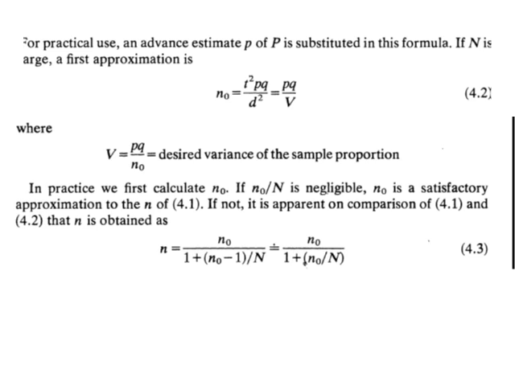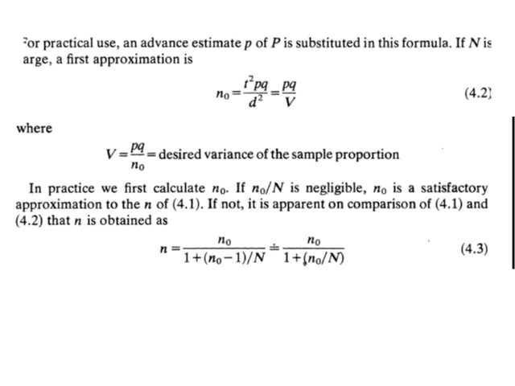For practical use, an advance estimate of P is substituted in this formula if N (capital) is large. The first approximation is n0 = t²PQ/d² = PQ/V, where V = PQ/n0 is the desired variance of the sample proportion. In practice, we first calculate n0. If n0/N is negligible, n0 is a satisfactory approximation to the n of 4.1.